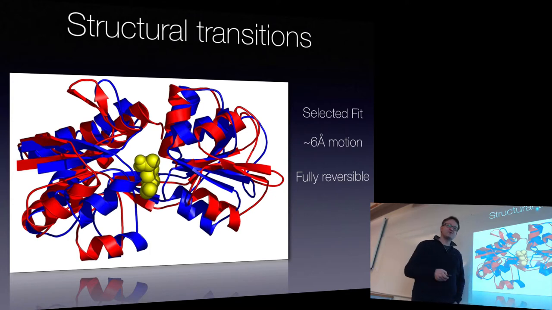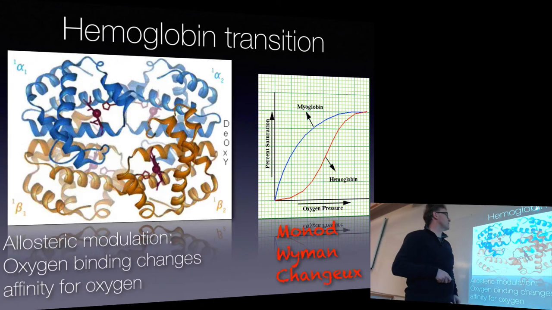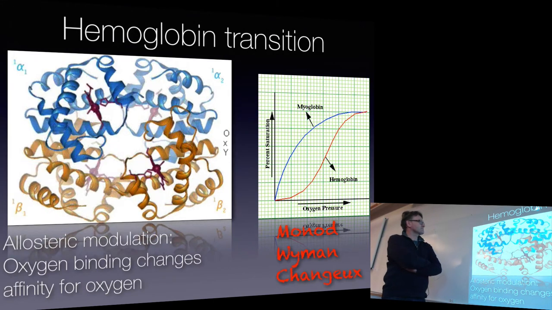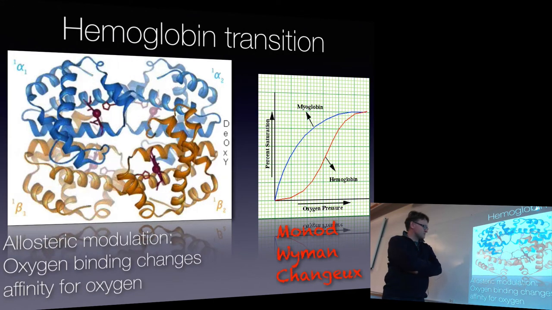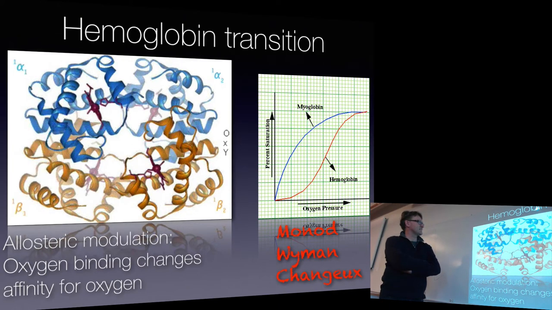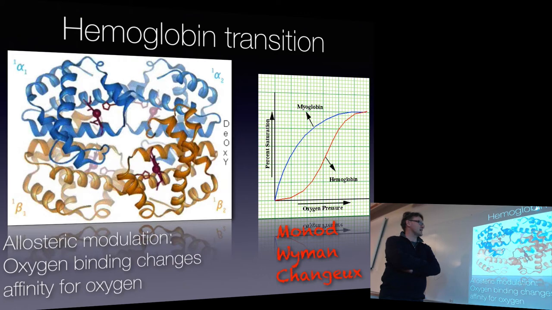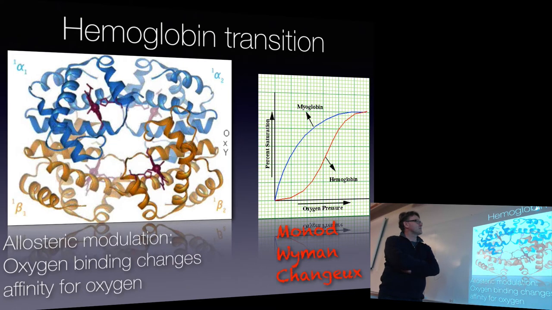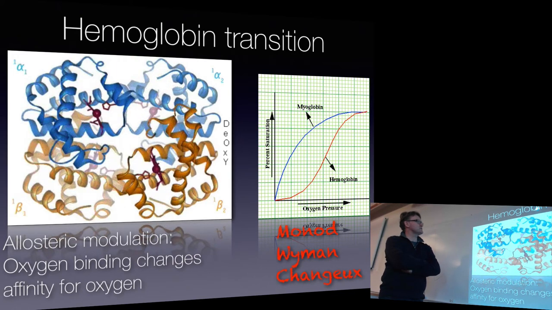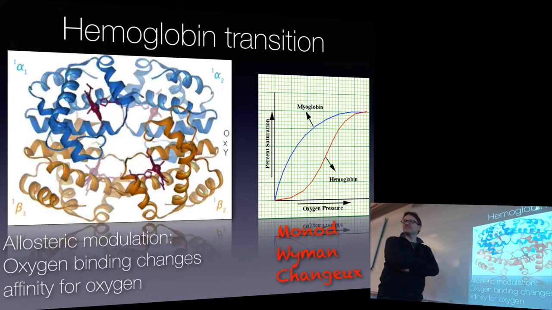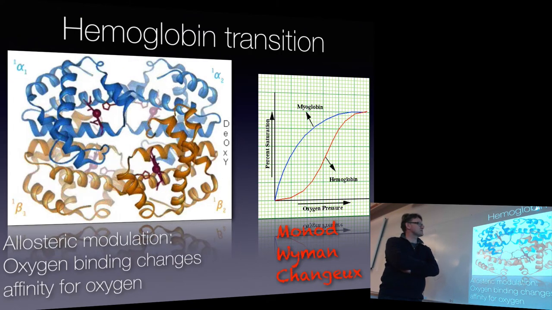I promised you another protein a few lectures ago, hemoglobin. Some of you might know this, but this is one of the coolest transitions or concepts of allostery in nature. Do you see that there's a slight difference between two structures here? I'm just alternating between two structures.